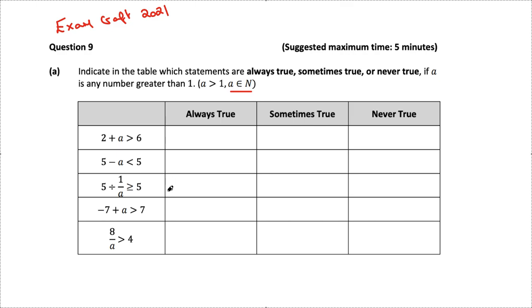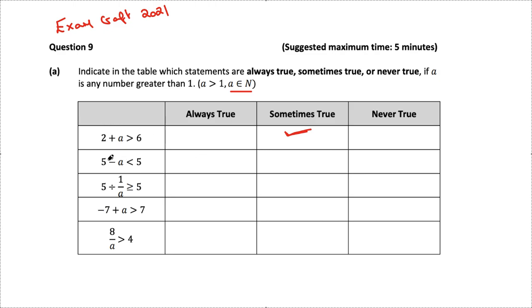So if a is always a natural number, will it always be true that 2 plus a is greater than 6? Well, I can definitely think of scenarios where it is greater than 6. For example, if a was equal to 5, 2 plus 5 is greater than 6. But I can also think of scenarios where it won't be greater than 6. For example, 2 plus 3, that's not greater than 6. So I'm going to put a tick in sometimes true, because it can't always be true.